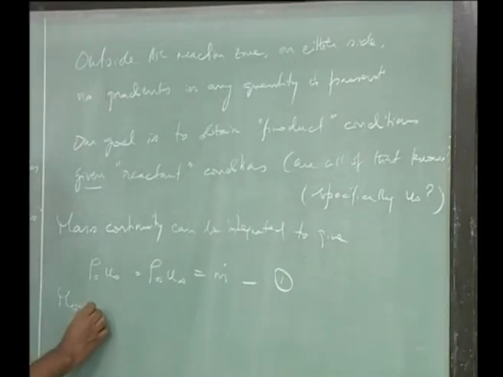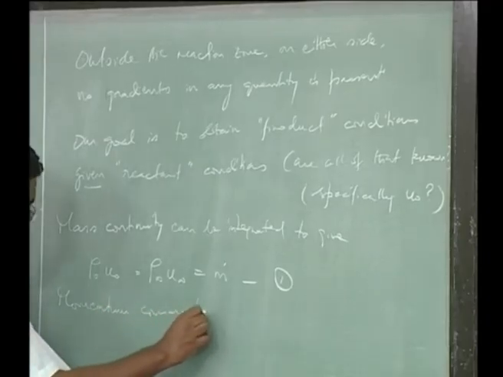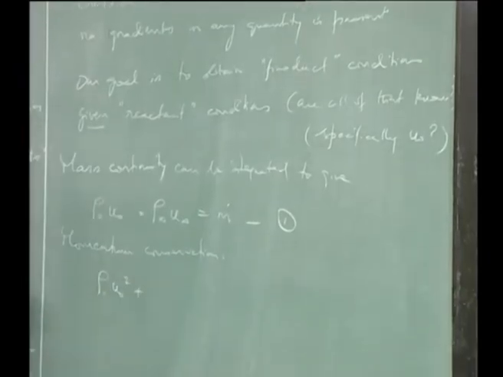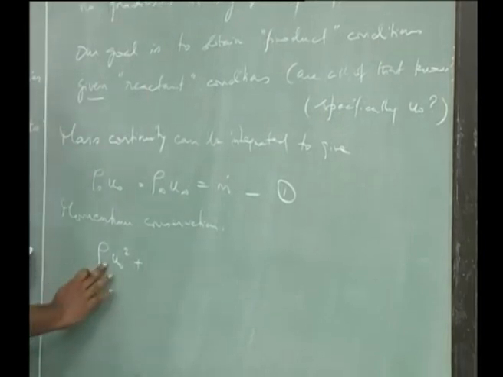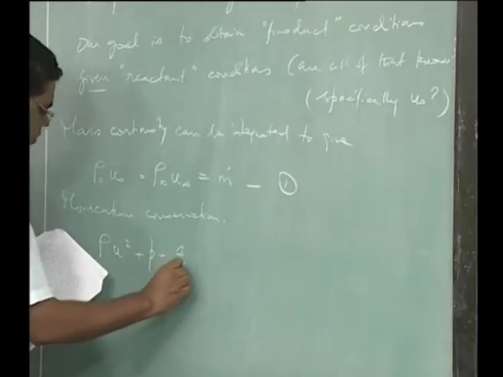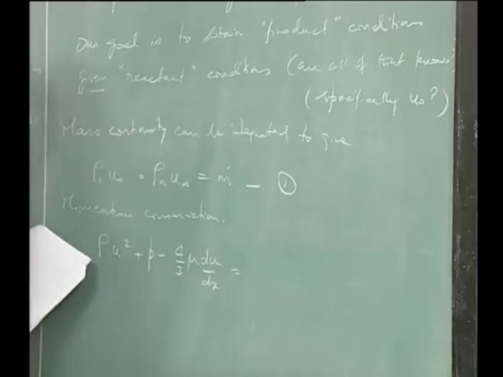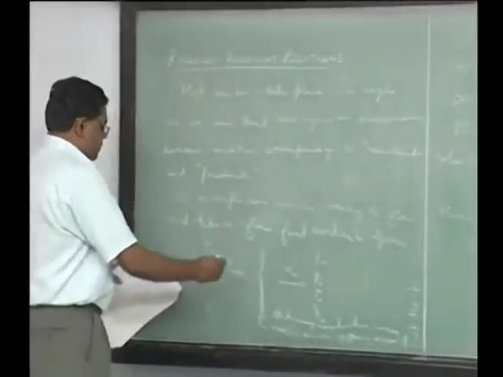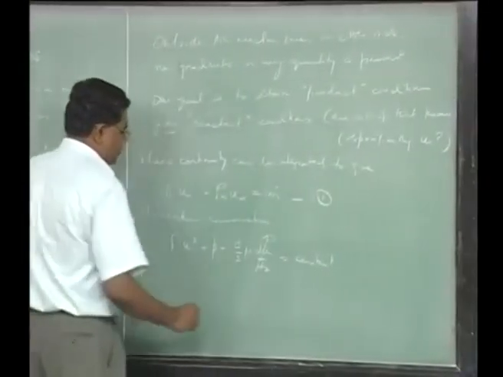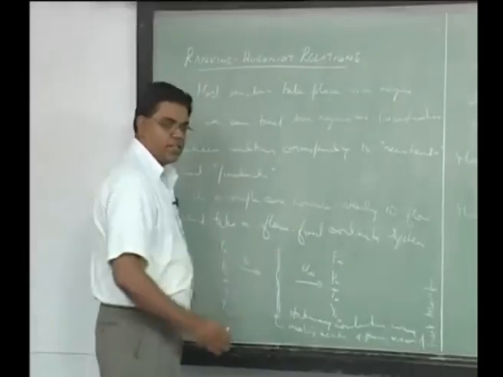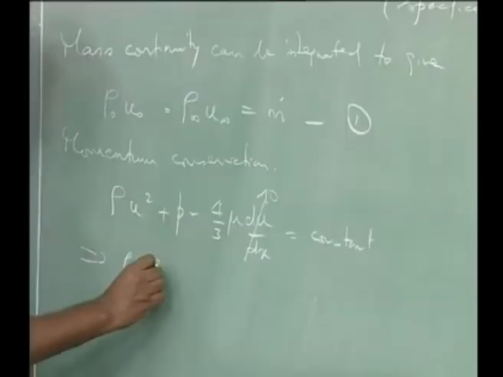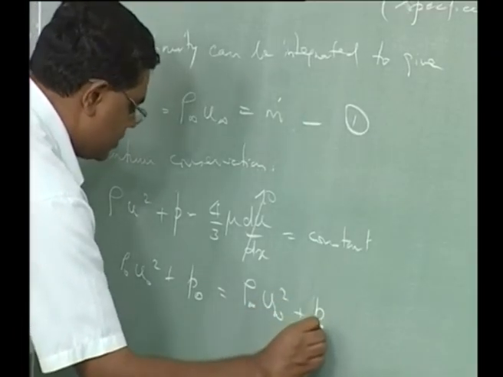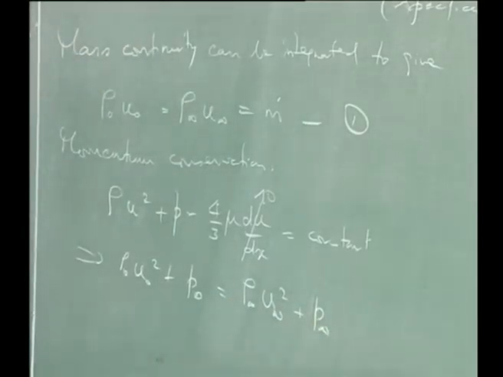So, momentum conservation. We have rho naught u naught squared plus... actually, strictly speaking, we should be able to integrate and say rho u squared plus p minus 4/3 mu du/dx equals a constant. But we also notice that we want to integrate this, so across this region you don't have this term, because you don't have any derivatives when you apply this to a left hand side or right hand side. So this can be written as rho naught u naught squared plus p naught equals rho infinity u infinity squared plus p infinity, right? So let's call this 2.